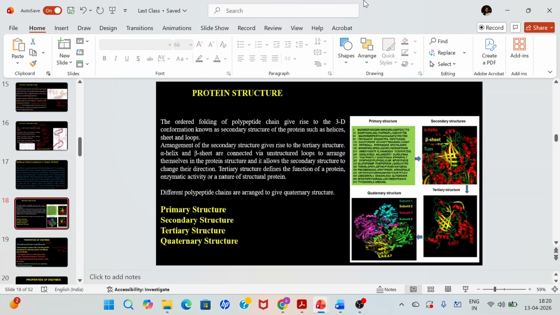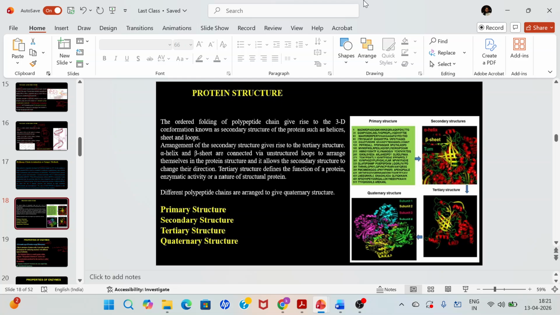The ordered folding of the polypeptide chain gives rise to the 3D conformation known as the secondary structure of the protein, such as helices, sheets, and loops. Arrangement of the secondary structure gives rise to the tertiary structure, alpha helices and beta sheets, which are connected via unstructured loops to arrange themselves in the protein structure, and it allows the secondary structure to change direction. Then the tertiary structure defines the function of a protein, enzymatic activity or the nature of a structural protein.